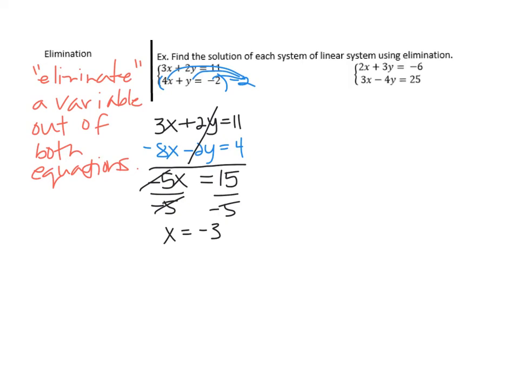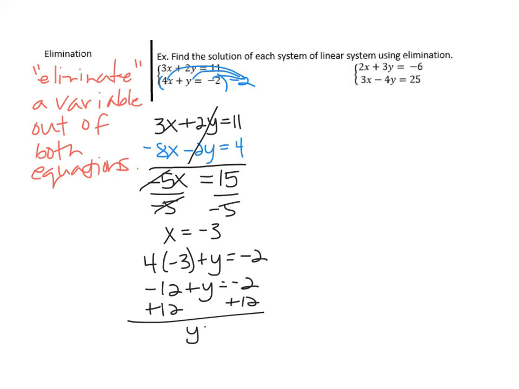Notice in that second equation, y should be pretty easy to get by itself. Therefore, I'm going to take 4x and I'm going to substitute in negative 3, plus y is equal to negative 2. 4 times negative 3 is negative 12. To get negative 12 to the other side, I'm going to add. And I get y is equal to 10. Write this out as an ordered pair for your final answer, negative 3, 10.